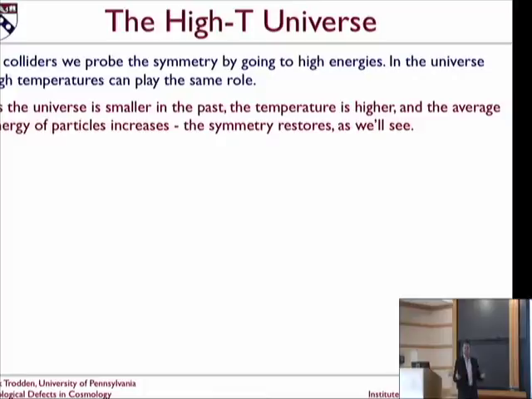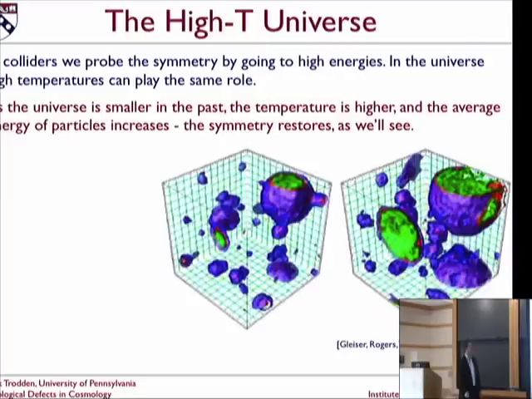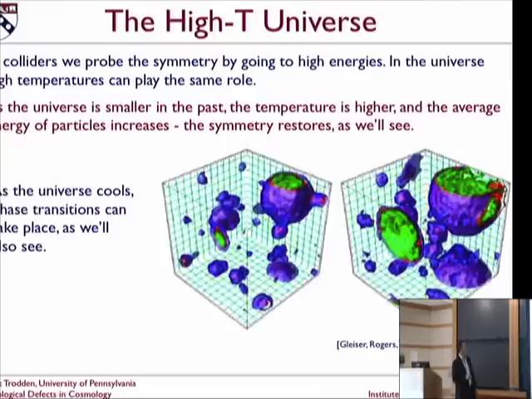So the point is that if that's the case, then as the universe cools, running the clock forward, what you expect is that a restored symmetry will ultimately break due to the cooling of the universe and the development of spontaneous symmetry breaking, and phase transitions will take place. In particular, as I'll talk about in a few slides, some of those phase transitions will be first order. They'll proceed by the nucleation of bubbles. They'll be quite violent events. And as we'll see, this is how topological defects may manifest themselves as the universe evolves.